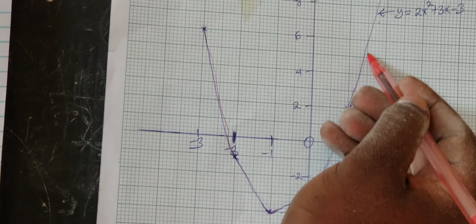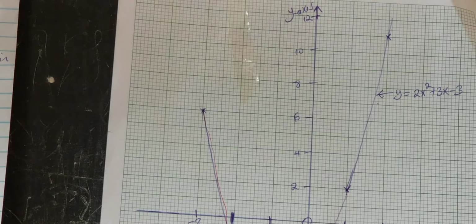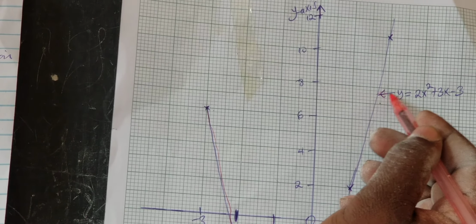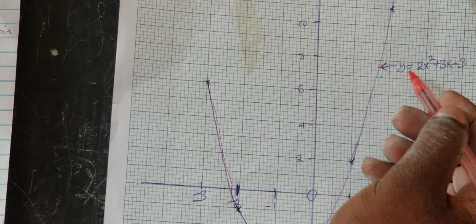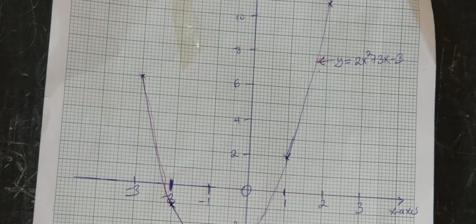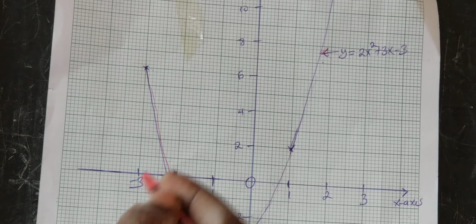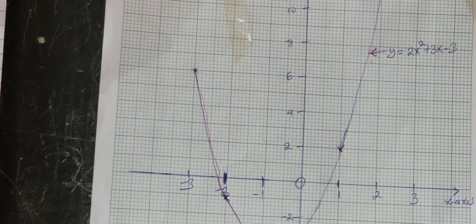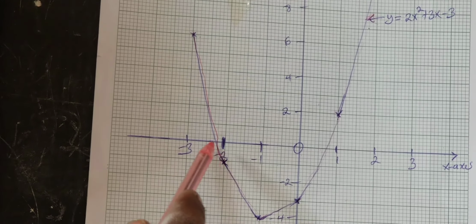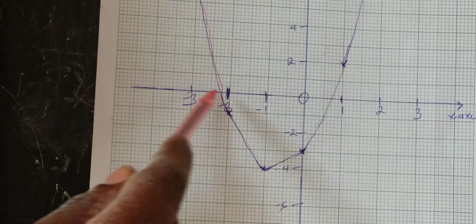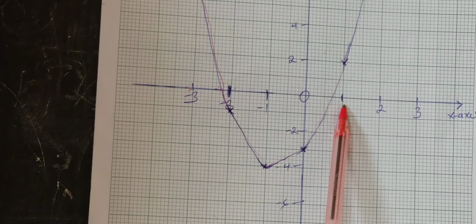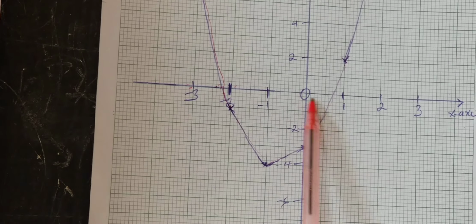You keep on joining two points, but when you are using a free hand, don't forget to mark that this is a graph of y is equal to 2x squared plus 3x minus 3. Then you can see the graph intersects between x is equal to -2 and -3. The graph is cutting the x-axis between this interval. Also between 0 and 1, the graph cuts the x-axis.